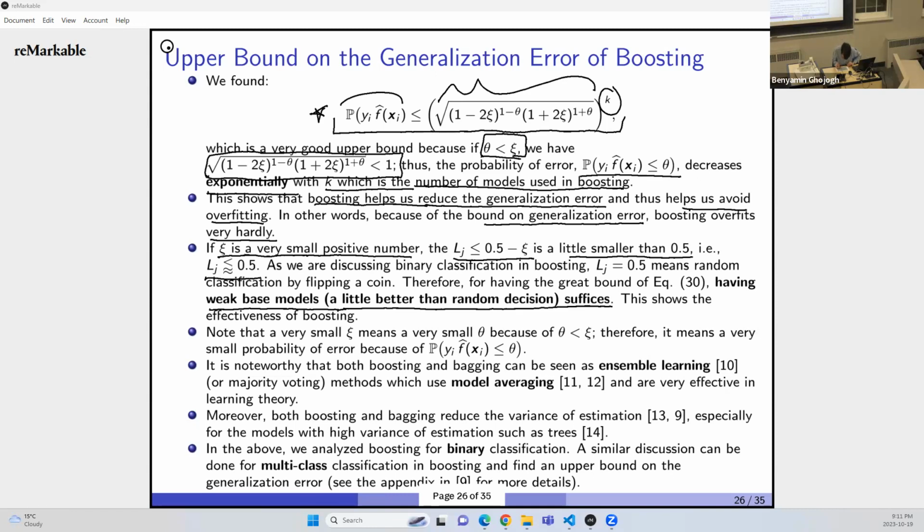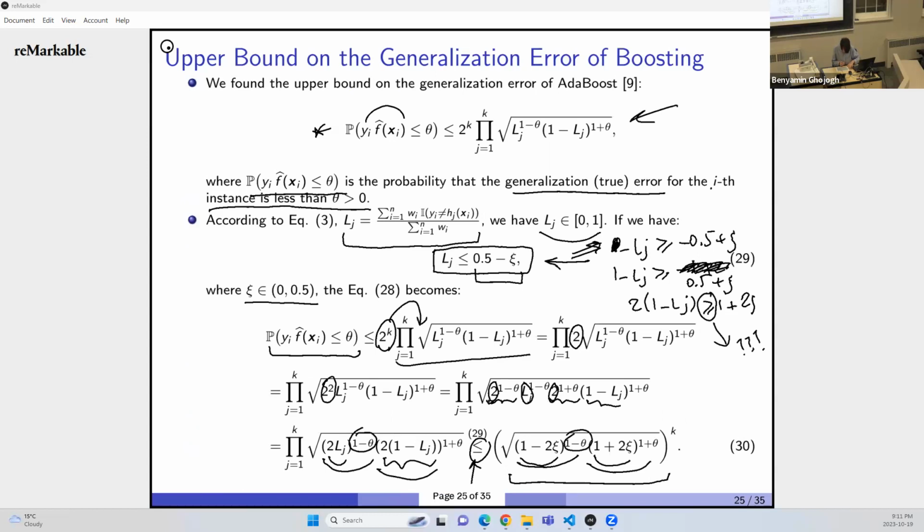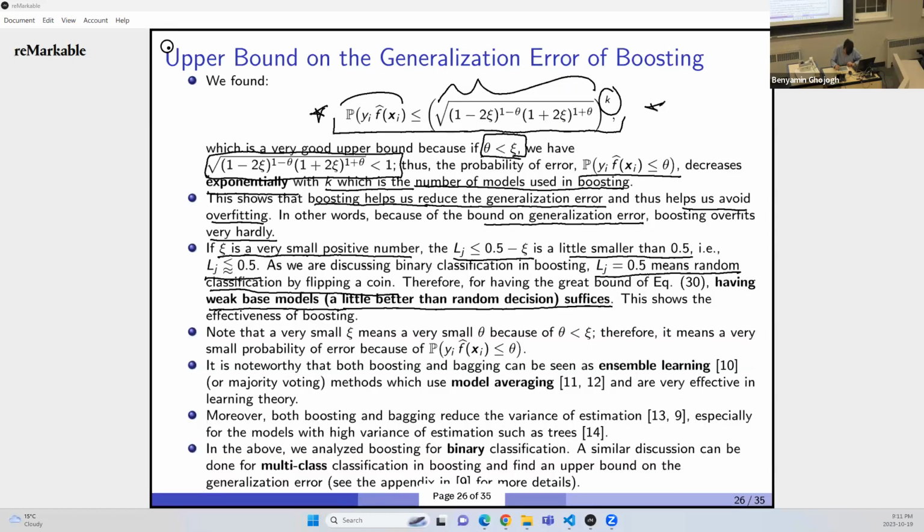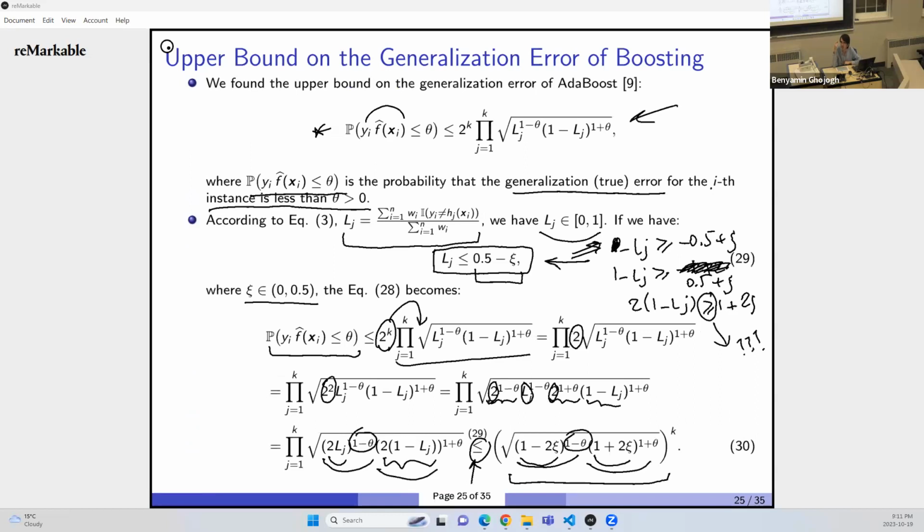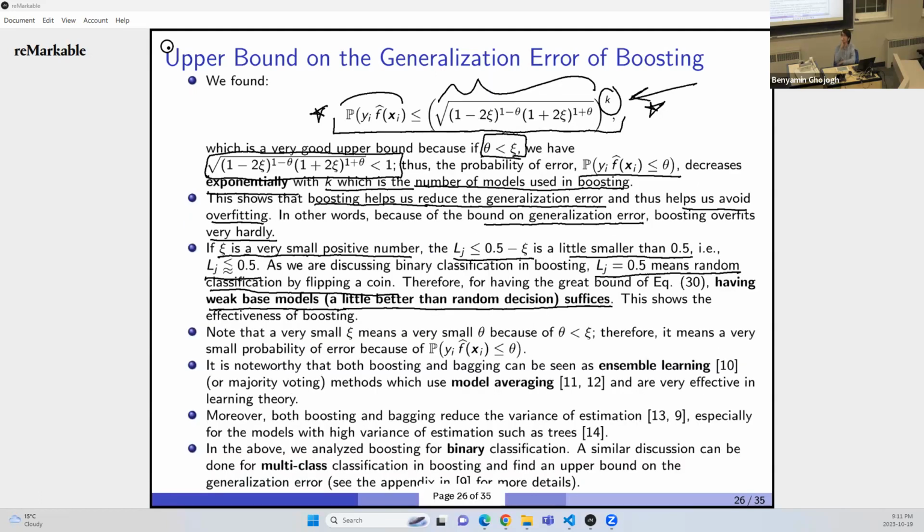We know Lj equals half means random classification by flipping a coin. Therefore, for having a great bound for equation 30, which was this, I'm repeating it here. What happens? Let me explain this again. I said, when do you agree that if zeta is a small positive number, such as 0.0001, then, according to this equation 29, I'm a weak classifier. I'm slightly better than random classification. Agree? Now put a small zeta number in this equation, in this upper bound.